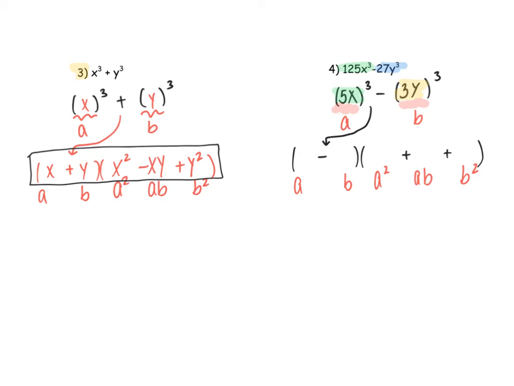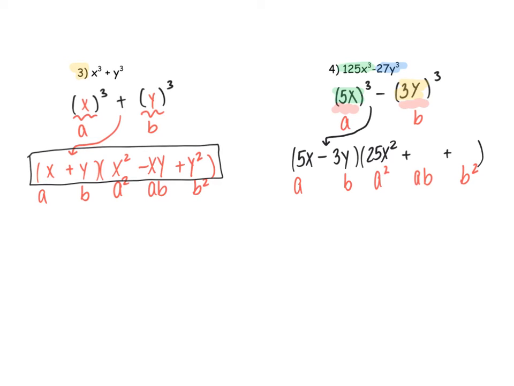A is 5x, so that's going to go there. B is 3y, so that's going to go here. So we have 5x and 3y. And then we have the A term, and we're going to square it. So A has these two pieces. It has 5 and x. So we actually have to square both of them. So this actually is 25x squared.